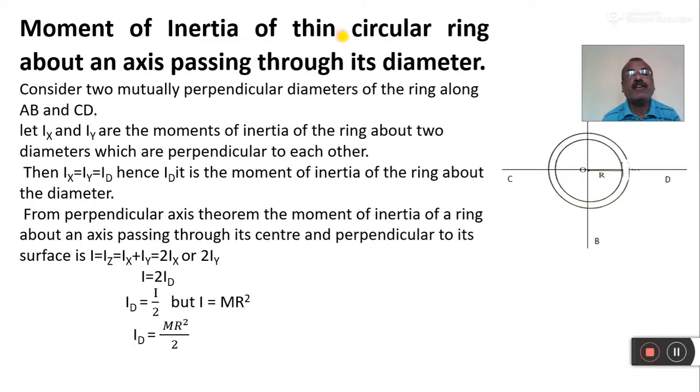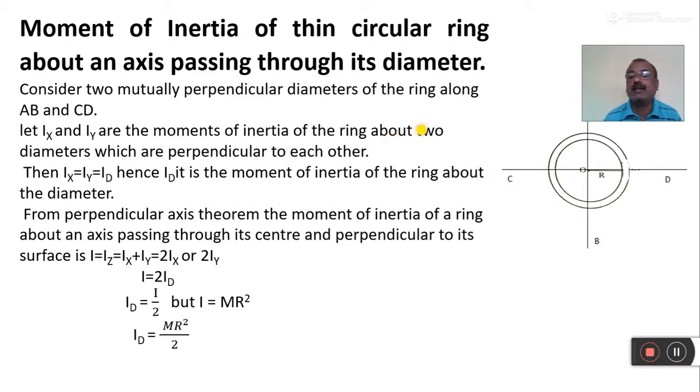Moment of inertia of a thin circular ring about an axis passing through its diameter. Consider two mutually perpendicular diameters of the ring along AB and CD. Let Ix and Iy be the moments of inertia of the ring about diameters which are perpendicular to each other. Then Ix is equal to Iy is equal to Id. Hence Id is the moment of inertia of the ring about the diameter.